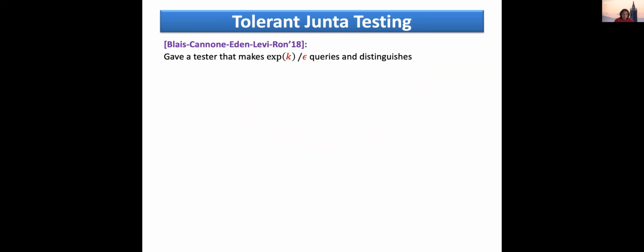So this problem has been studied. First, Blais et al. gave a tester that makes exponential in k many queries and distinguishes between the yes case when f is epsilon over 16 close to some k-junta, and a no case when f is epsilon far from any k-junta.